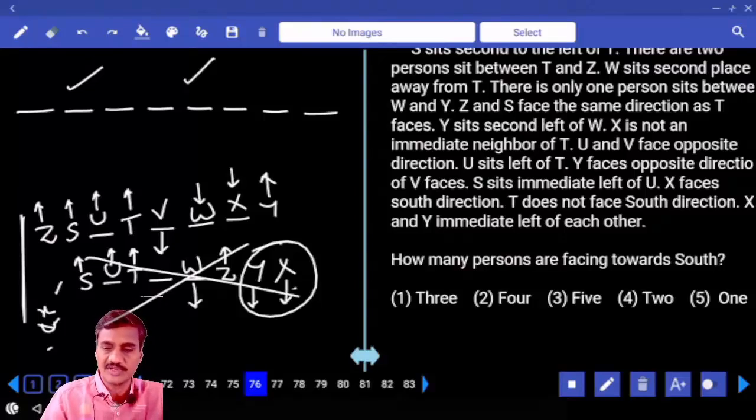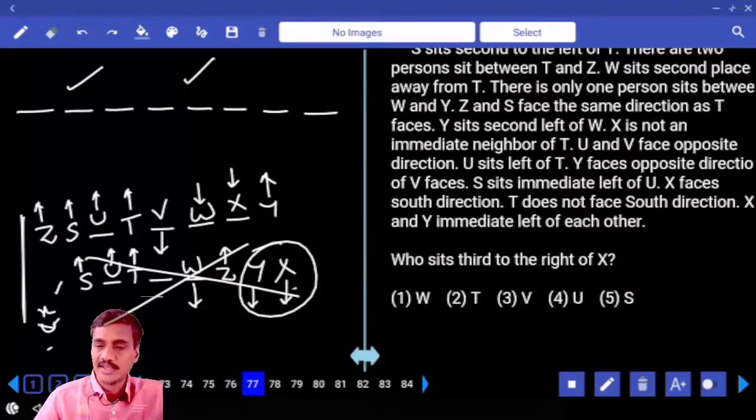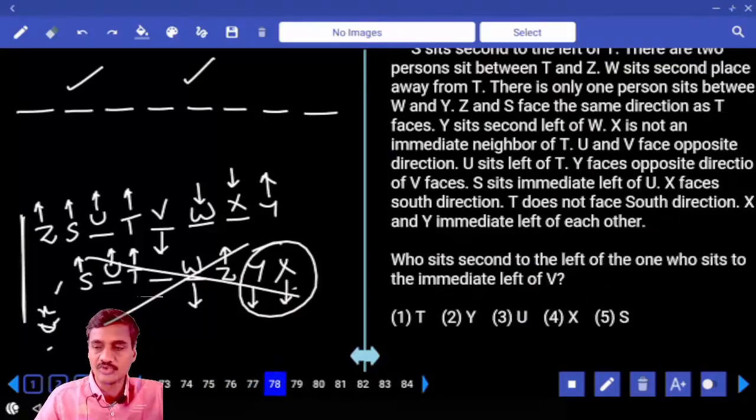3 persons, V, W and X, that is choice 1, 76. And who sits third to the right of X? T, that is choice 2. And who sits second to the left of the one who sits to the immediate left of V? Immediate left hand side of V is W, and second to the left of W is Y.